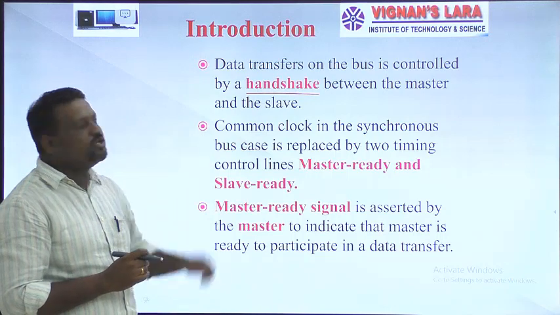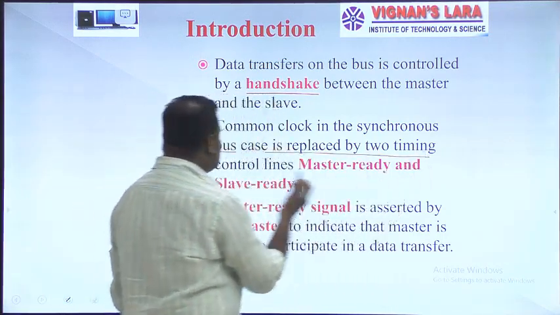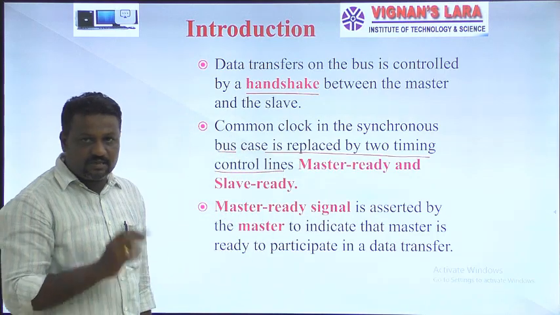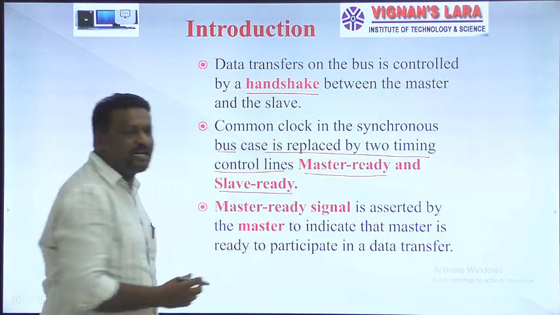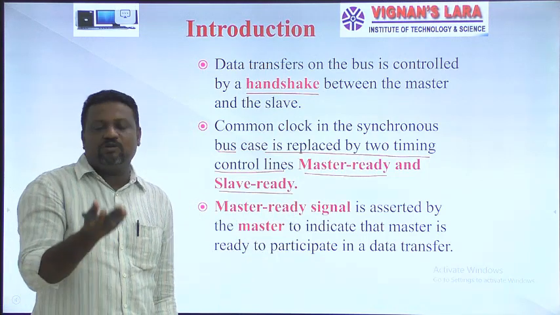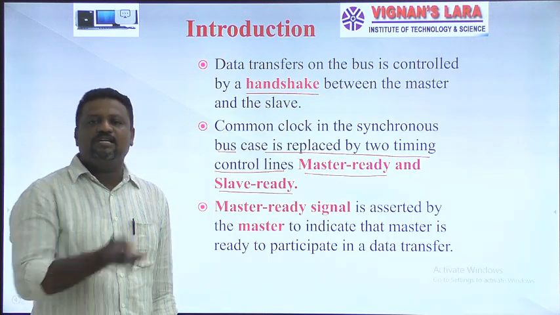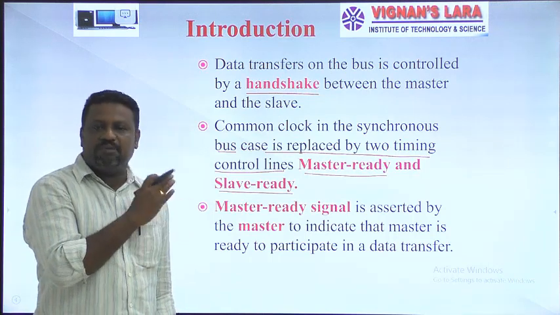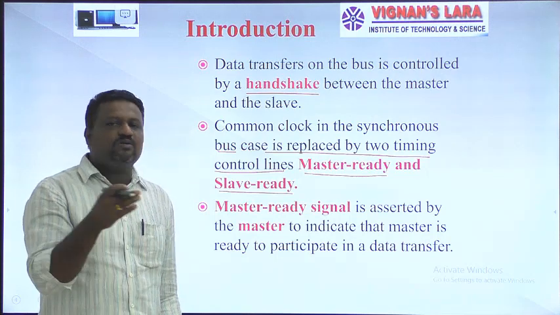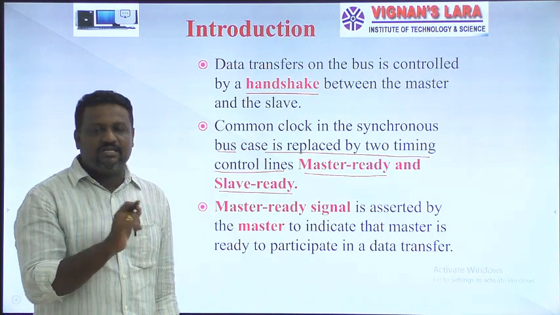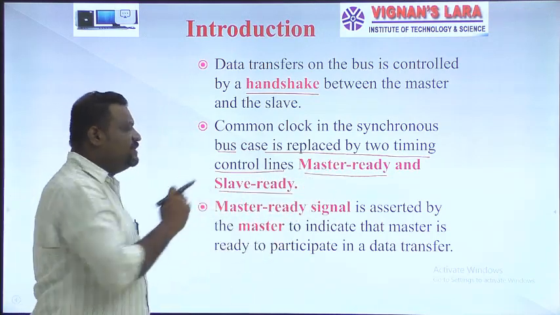The common clock in the synchronous bus case is replaced by two timing control lines. One is master ready and the second one is slave ready. In the synchronous case, the data transfer is controlled by a clock signal. But in the asynchronous bus protocol, the data transfer is controlled by two control signals, both handshaking signals: master ready and slave ready.